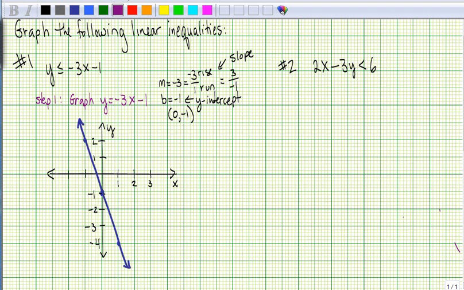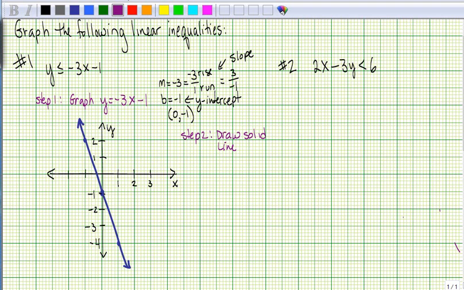I chose a solid line because of the less than or equal to, which is step 2. If it is less than or equal to, or greater than or equal to, you always draw a solid line. It's because of the equal to sign. It's letting you know that line is included in our solution. If it's a plain less than or a plain greater than, it's a dashed line.